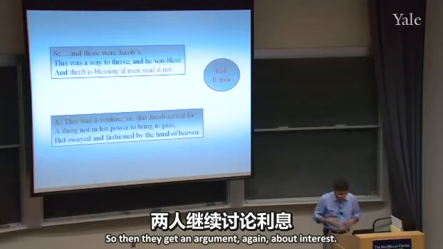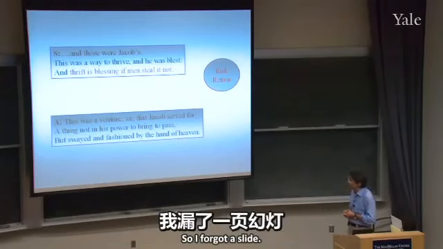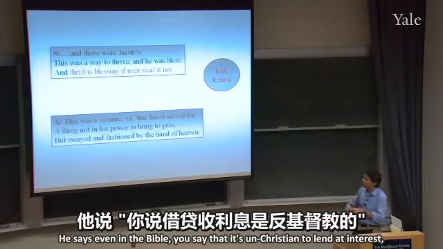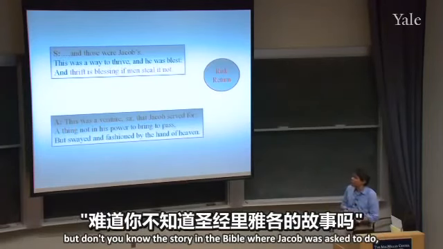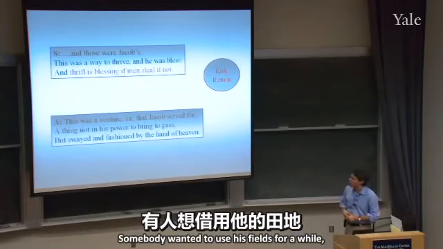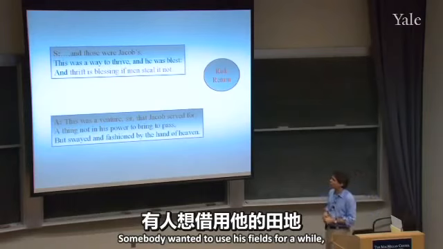Okay, so then they get in an argument again about interest. I forgot a slide. So the argument is Shylock tells a story. He says, even in the Bible, you say that it's unchristian to lend at interest. But don't you know the story in the Bible where Jacob was asked to perform a service in the field using his fields? Somebody wanted to use his fields for a while.